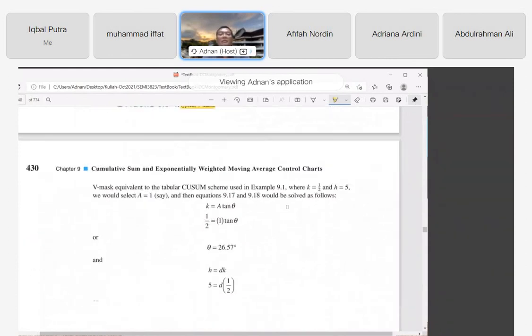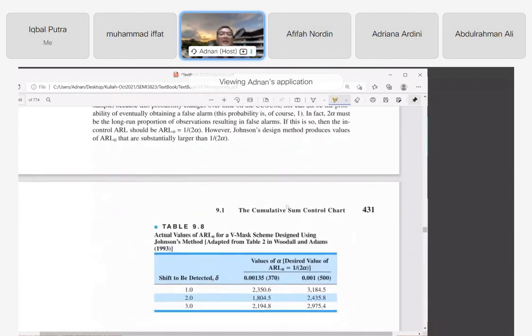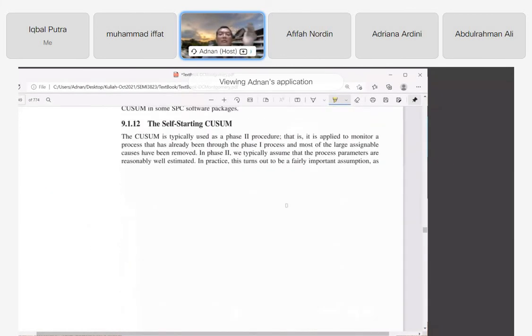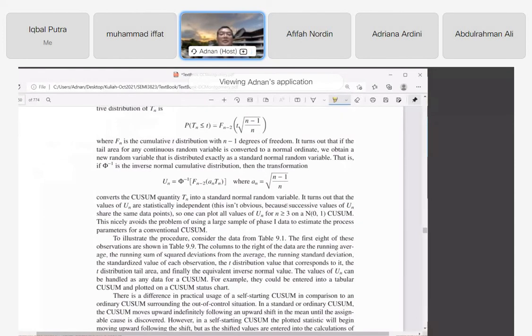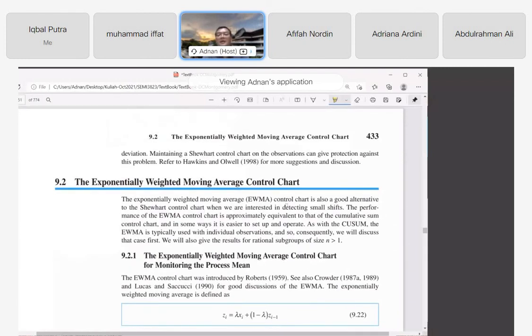I would rather go on to EWMA, which is in fact more convenient to use and also effective. You see that the Q sum calculation can sometimes be confusing. So another chart that is more sensitive is the EWMA chart, exponentially weighted moving average, or sometimes people call it the EWMA control chart.